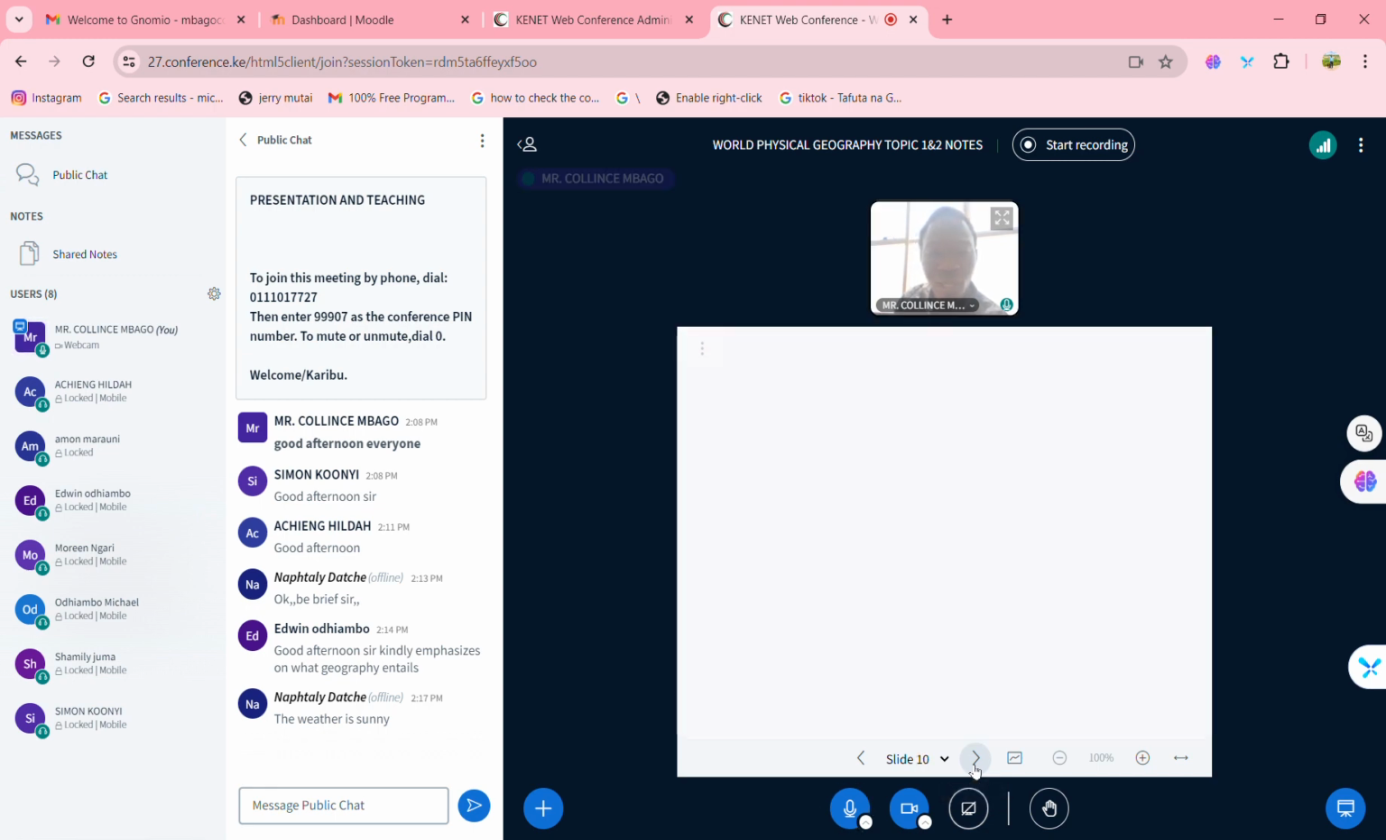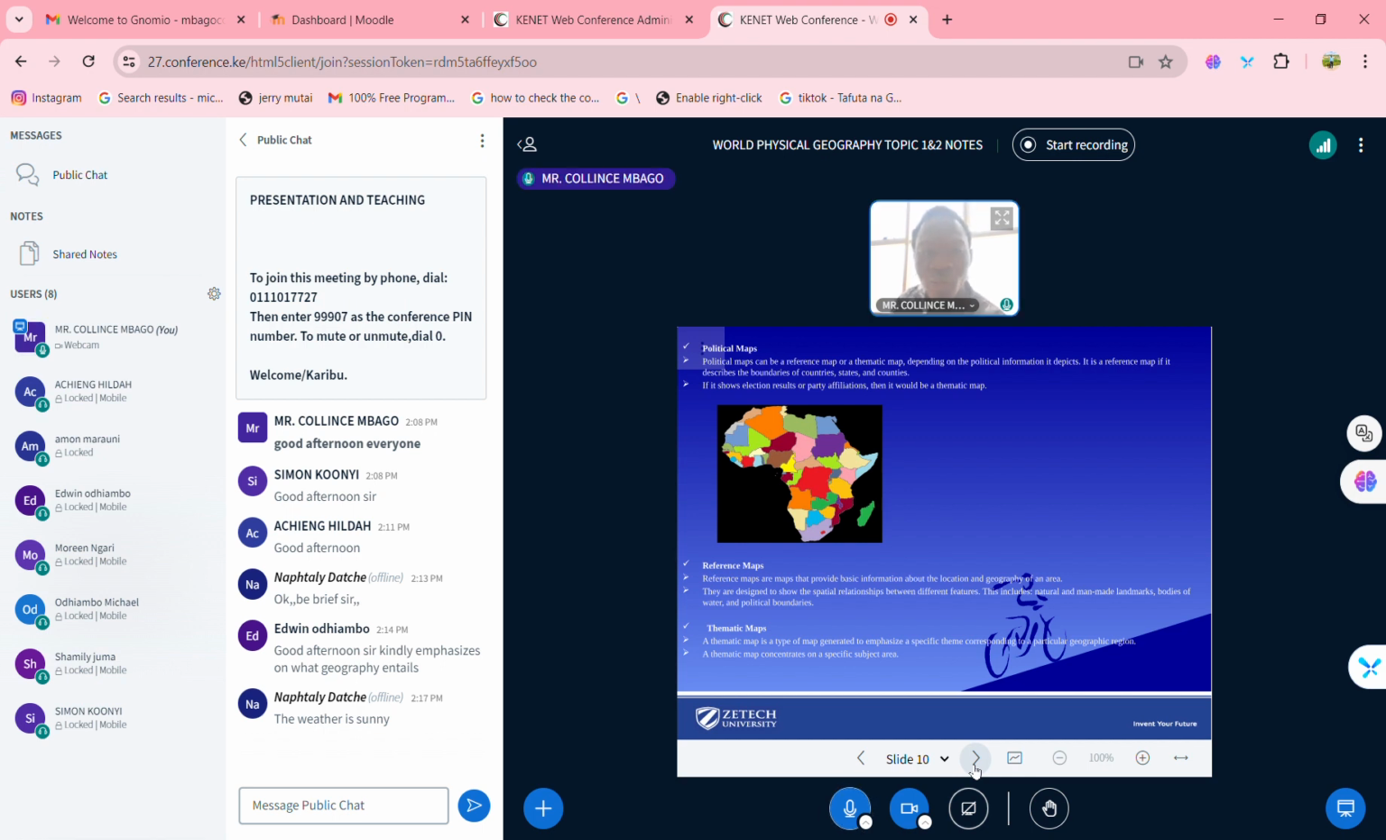We are going to another type of map, which is political maps. We have political maps. This can be a reference map or a thematic map, depending on the political information it depicts. It is a reference map if it describes the boundaries of countries, cities, and counties. Then if it shows election results or party affiliations, then it will be a thematic map.